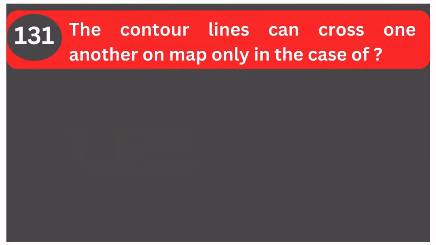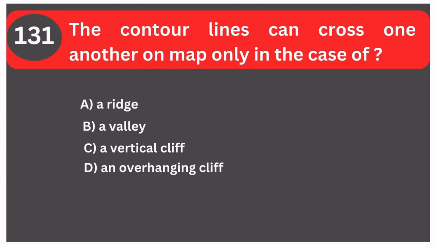The contour lines can cross one another on a map only in the case of: A. A ridge. B. A valley. C. A vertical cliff. D. An overhanging cliff. Answer D. An overhanging cliff.